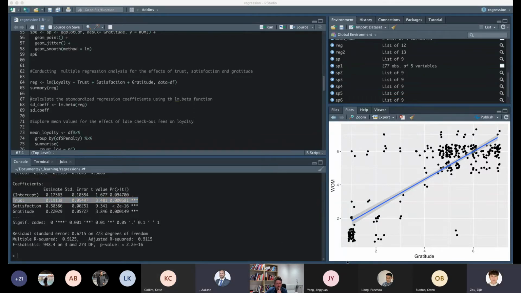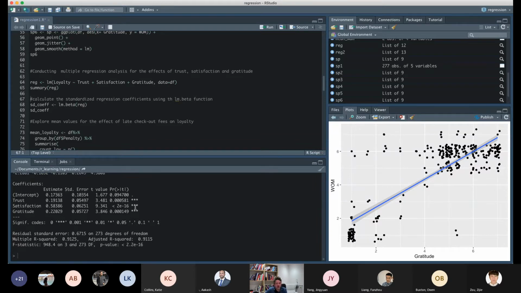I think it is to see the coefficient of the trust, satisfaction, and gratitude. Yes, exactly. If the correlation is positive, it means that there is a positive association with the loyalty. So the second step is then you look at the estimates. That's your regression coefficient, the unstandardized regression coefficient, so in the original measurement units.